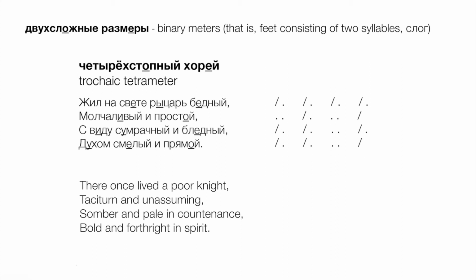Okay, you see we have again two feminine line endings, бедный, бледный. So we don't count that extra syllable in terms of determining the meter. Trochaic tetrameter. Okay, that was also Pushkin, by the way, right? His poem about the poor knight.